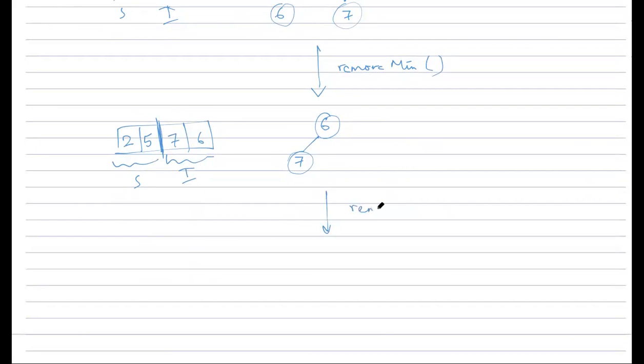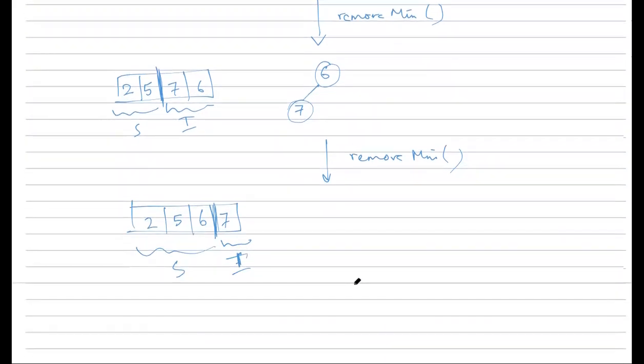And you do remove min one more time. So that gives us 2, 5. So 6 is extracted. So 6 comes next and 7. So this is your sorted. This is your unsorted. And you can see that at this point, we are done.